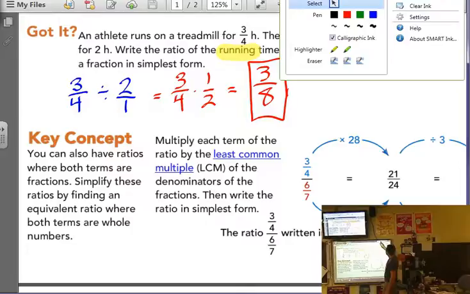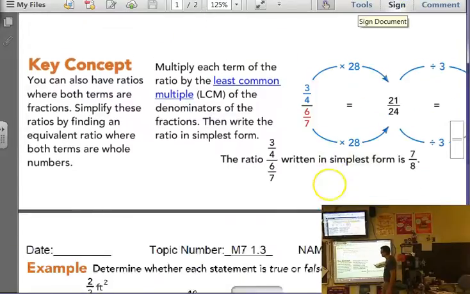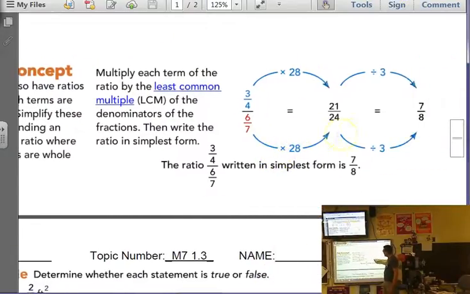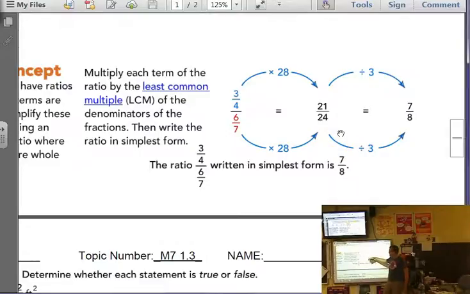When I have a fraction compared to a fraction, I could destroy this division by 4 if I multiply by 4 over 1. Does anybody not believe me on that? Because the 4 on top and bottom cancel each other. I could destroy this 7 if I multiplied by 7 over 1, because the 7 on top and bottom would cancel. But I can't do two different things on top and bottom.